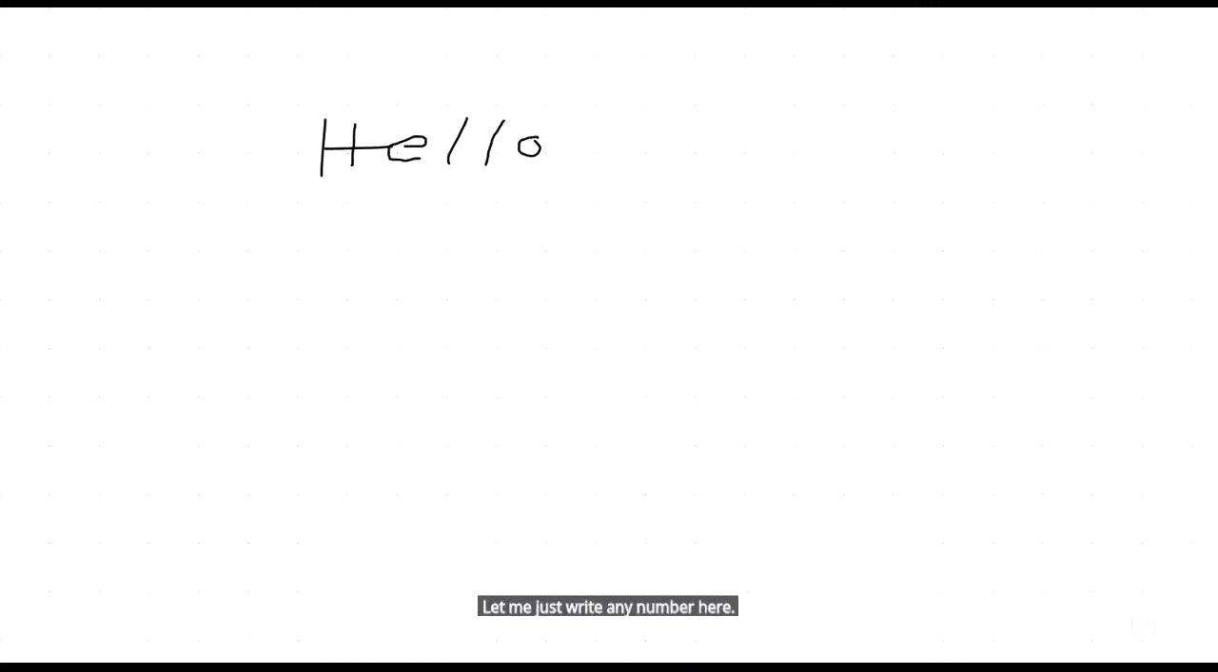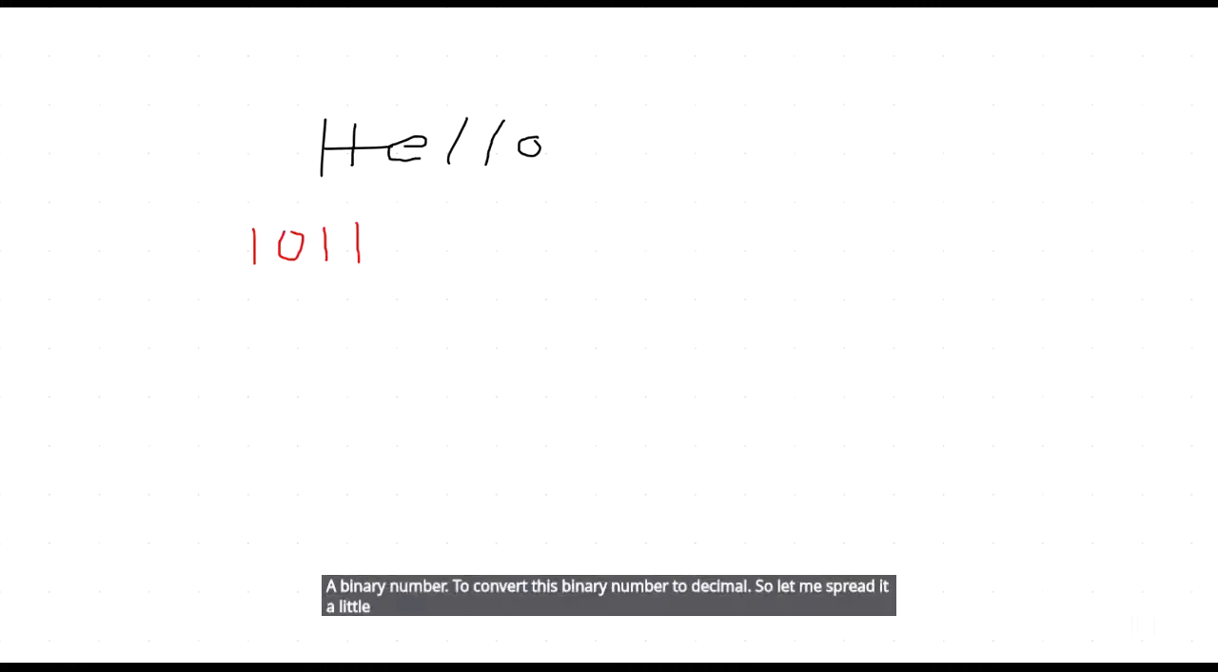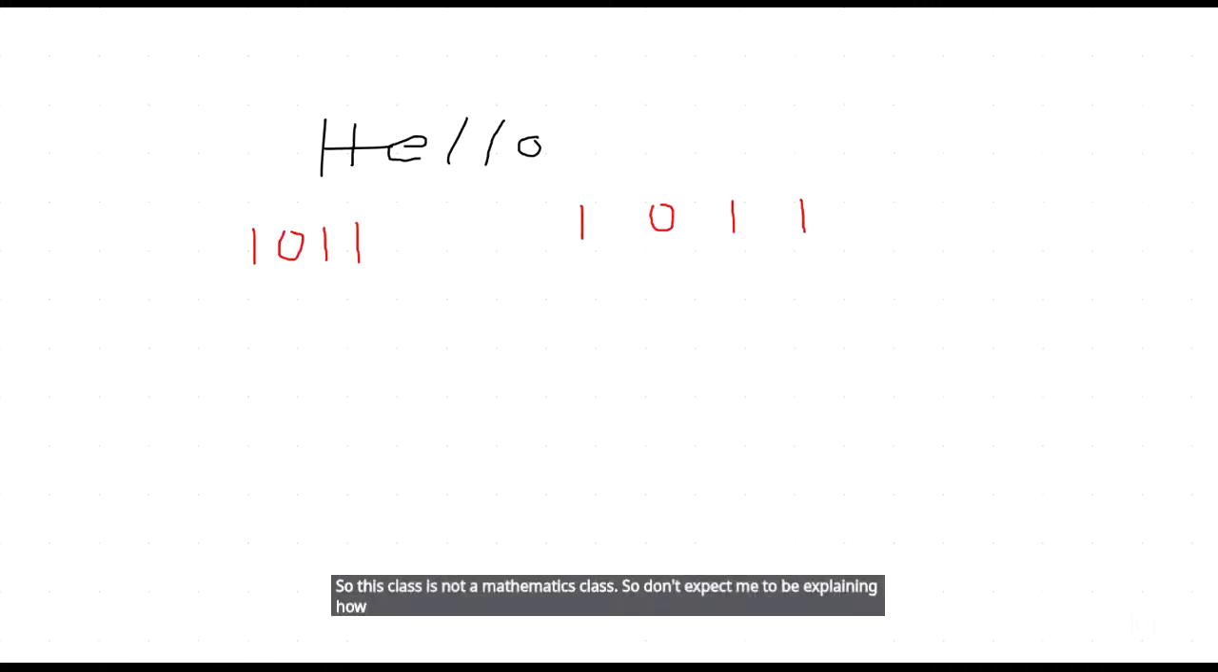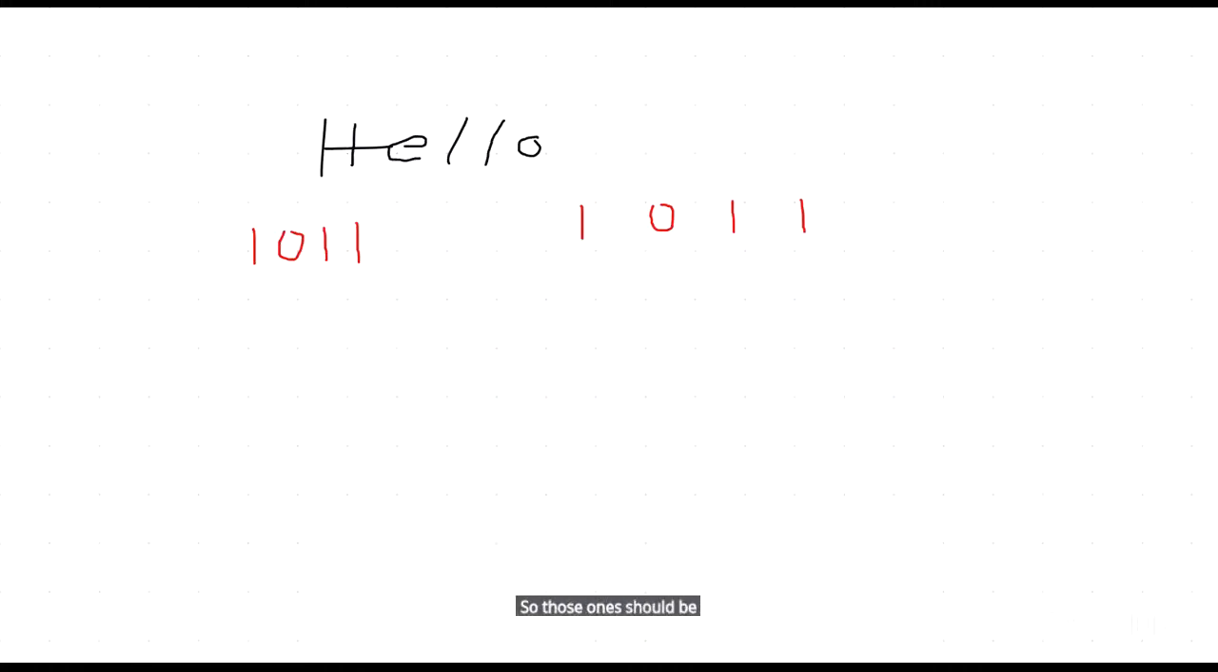Binary number, right? 1, 0, 1, 1. So convert this binary number to decimal. Let me spread it a little: 1, 0, 1, 1. So you find the powers of 2. This class is not a mathematics class, so don't expect me to be explaining how to add or what is power. Those ones should be your headache.